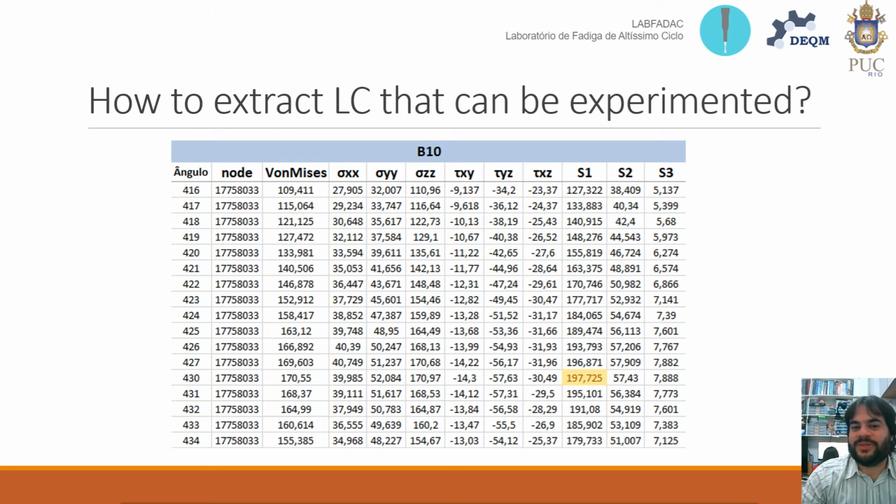Since it's not possible to experiment these complex loading conditions, it is important to establish a methodology to extract a normal stress history and a shear stress history that can be put to test. Here is an example of the stresses that can occur at the connecting rod B of the 10th main journal.